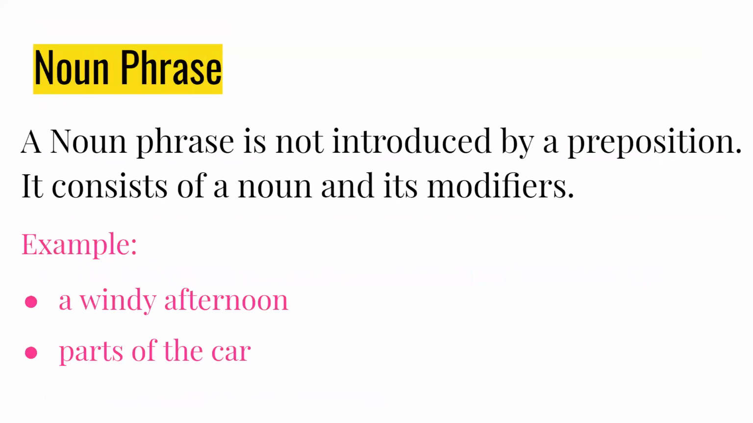A noun phrase is not introduced by a preposition. It consists of a noun and its modifiers. For example, a windy afternoon or parts of a car. These are two noun phrases, and you'll notice that they don't begin with prepositions.